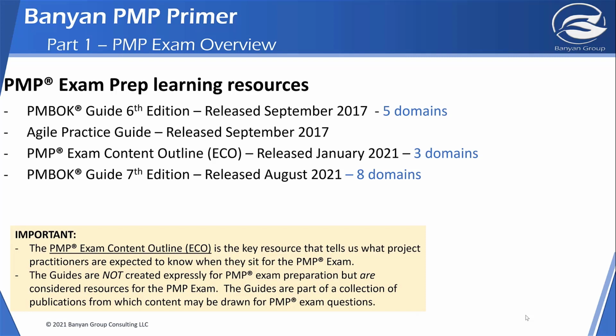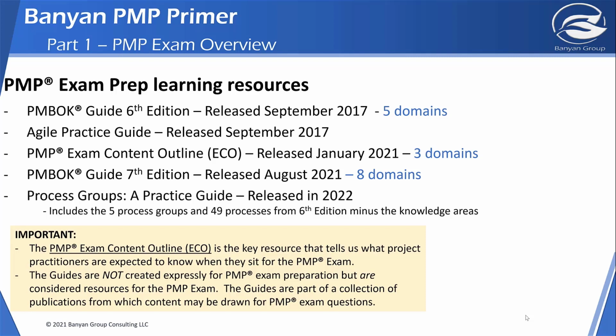But still, a lot of organizations who use traditional predictive project management were concerned that if PMI retired the 6th edition, where would organizations get their guidance on traditional predictive project management? PMI solved that problem by creating the process groups, a practice guide, which was released in late 2022. It includes the 5 process groups and 49 processes from the 6th edition, minus the knowledge areas. So they kind of dropped the knowledge areas.